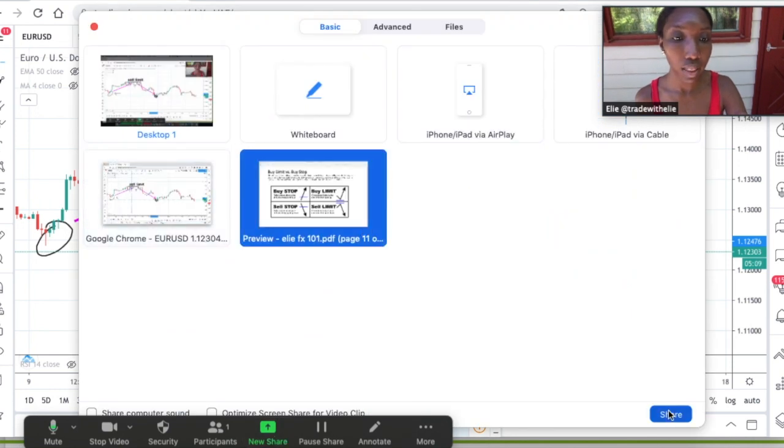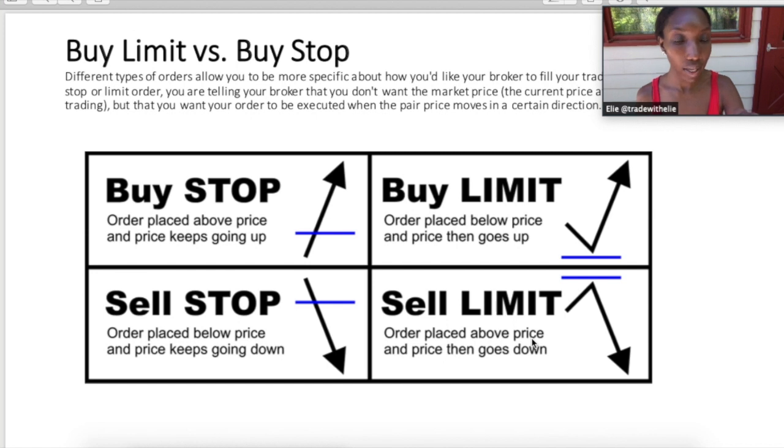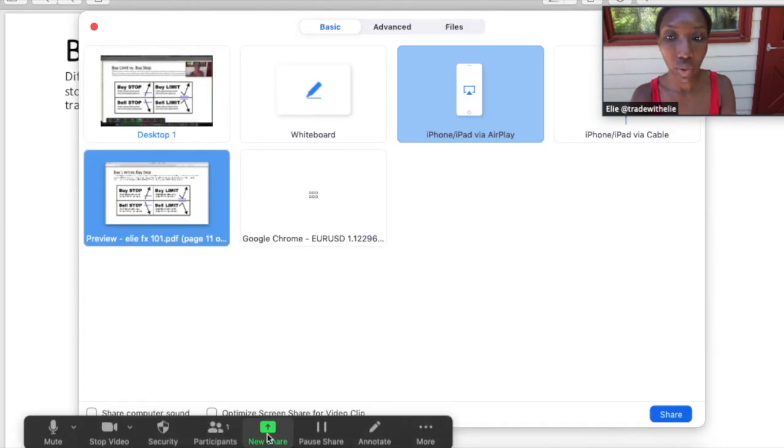So let's look at the sell limit image here. Order is placed above price. That's what we did, and price then goes down. So what happened? We had price here going in the wrong direction to activate our pending order. Then once it activated the order, it drops into that sell that we expect. Now for the buy limit, order is placed below price. This is price. Order is placed here, and then price goes up. So we're doing the opposite of what we just did with this sell limit.